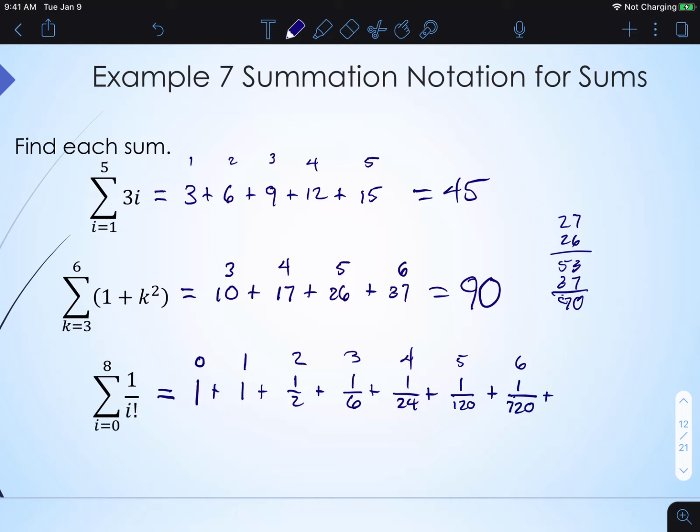And the next one is going to be the seventh term, and that's going to be 1 over 5,040. And the last one is going to be that last term, 1 over 40,320, which is 8 factorial. Okay? And you can add those together. It's a big number, but we're just going to leave it as it is.